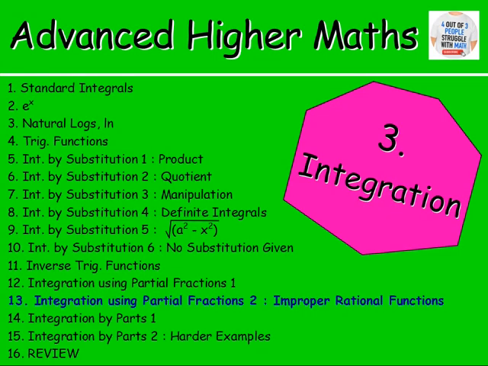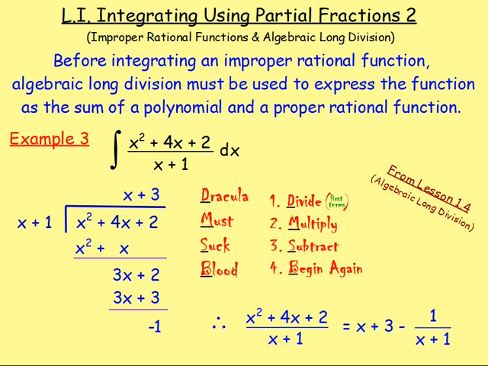After that, we then looked at what you do when you have an improper rational function. And remember, Dracula. Rawr. You have to think Dracula must suck blood because you're going to be using algebraic long division. D for Dracula, D for divide, M for must, M for multiply, S for suck, S for subtract, B for blood, B for begin again. So you have to divide first of all.